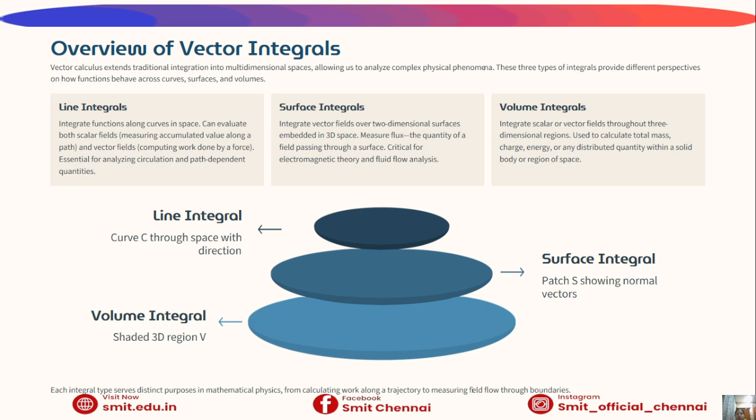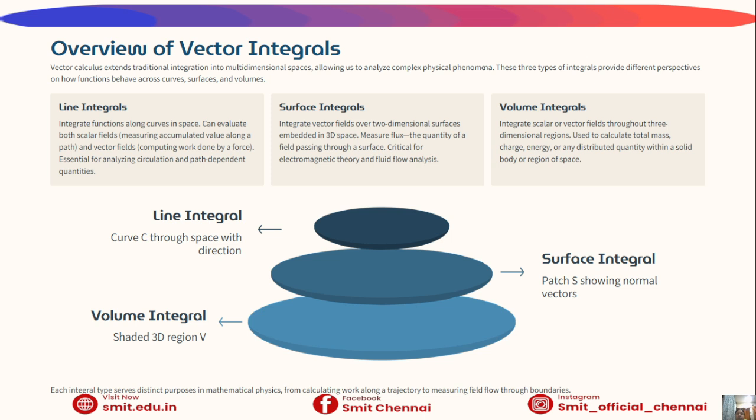Line integrals are used when quantities are distributed along a path. Surface integrals are used when quantities pass through a surface. Volume integrals are used when quantities are spread throughout a three-dimensional region. In electromagnetic fields, these integrals help calculate work done by electric fields, electric flux through surfaces, and total charge stored inside a region. First, we see what a line integral is.